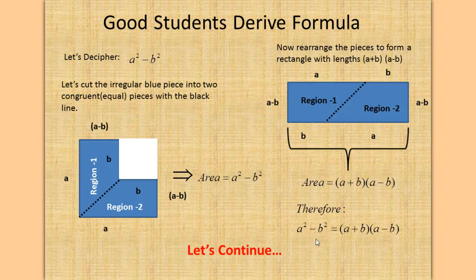So essentially what we've done is we've factored a squared minus b squared. We've factored it. Okay, let's continue.